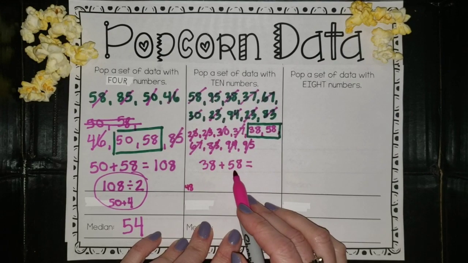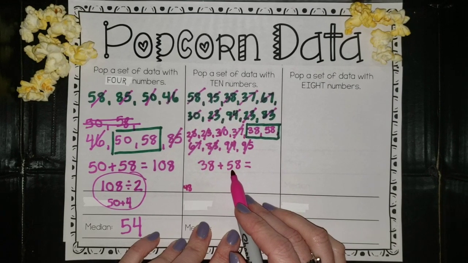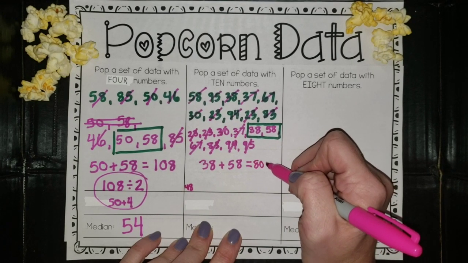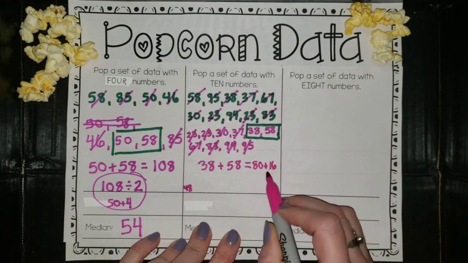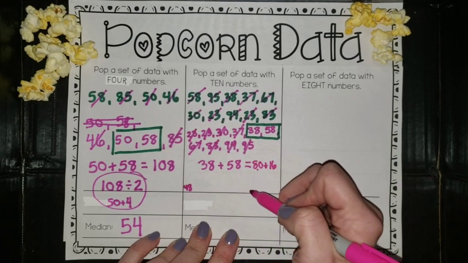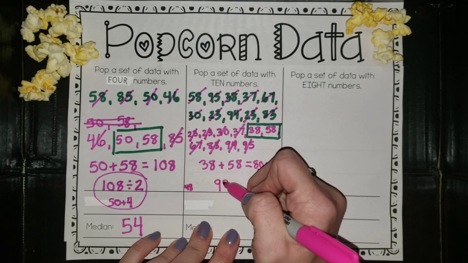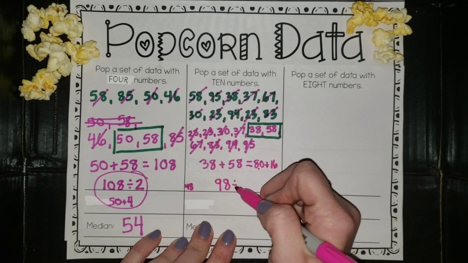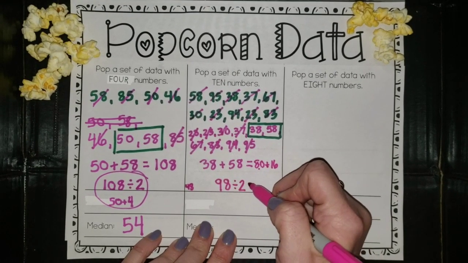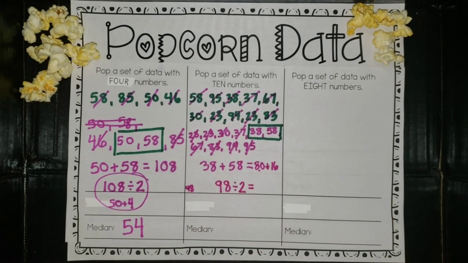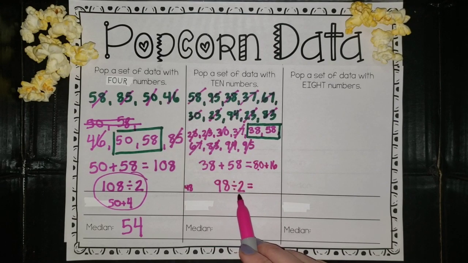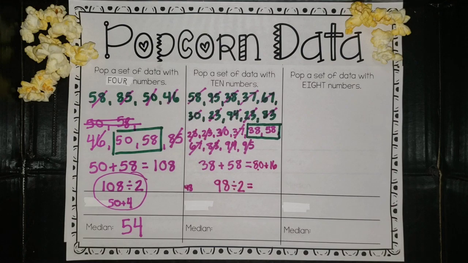Now I know that 30 plus 50 is 80. And that 8 plus 8 is 16. And 80 plus 16 is 98. Once again, I'm dividing by 2. And I want you to take a moment to divide 98 by 2 and see what answer you get. Pause the video if you need to right now.